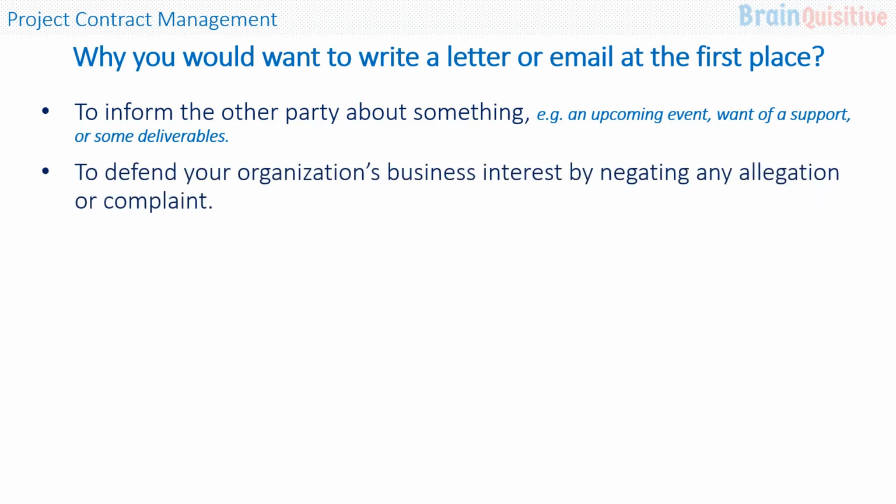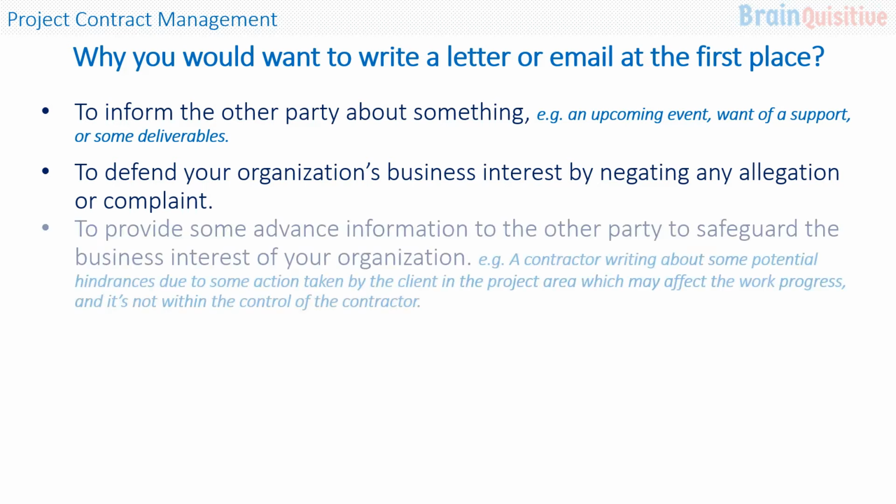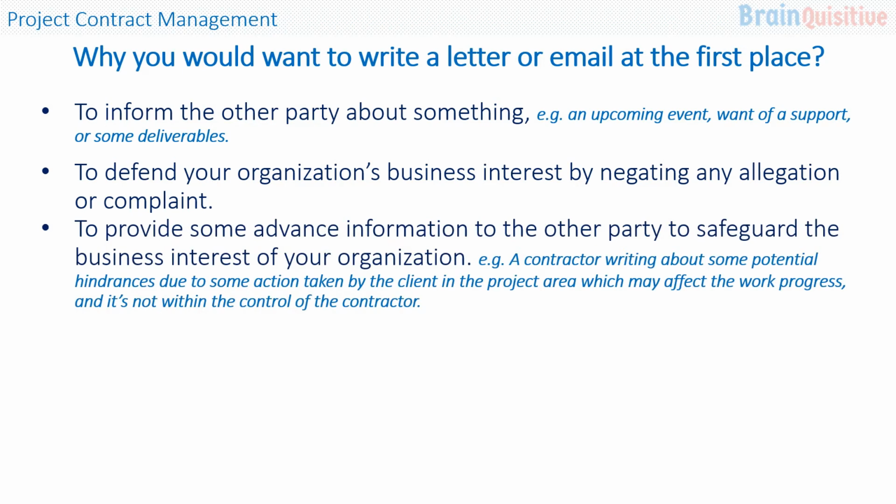It may be to defend your organization's business interest by negating any allegation or complaint raised by the other party. You can write a letter to provide some advance information to the other party to safeguard the business interest of your organization. As an example, a contractor writing about some potential hindrances due to some action taken by the client in the project area, which may affect the work progress, and it's not within the control of the contractor.